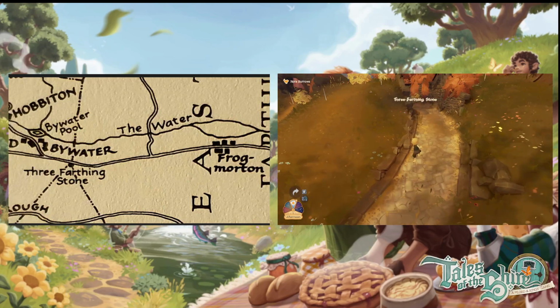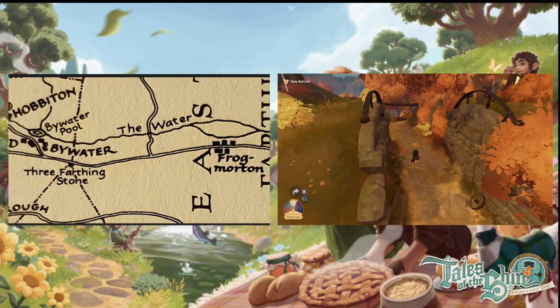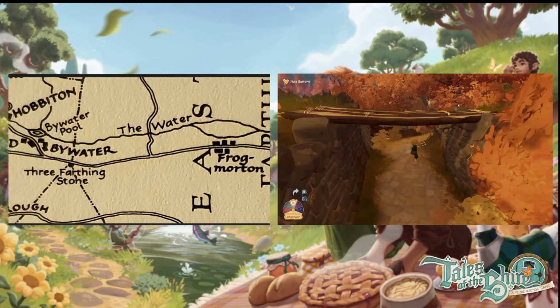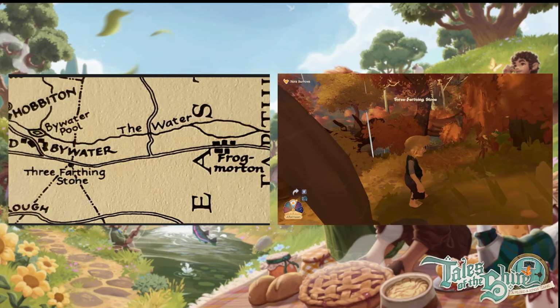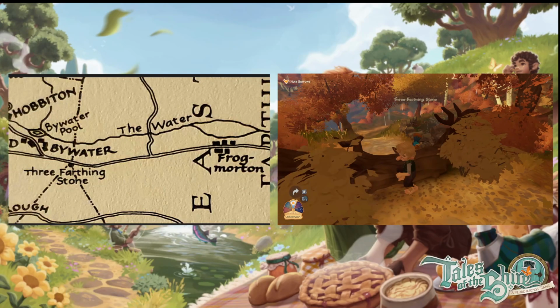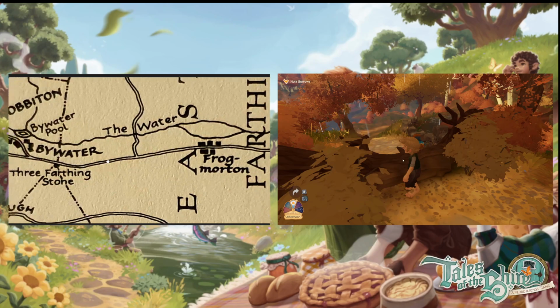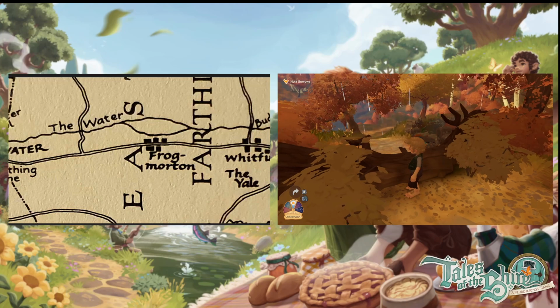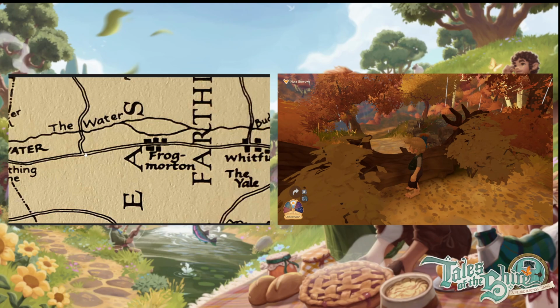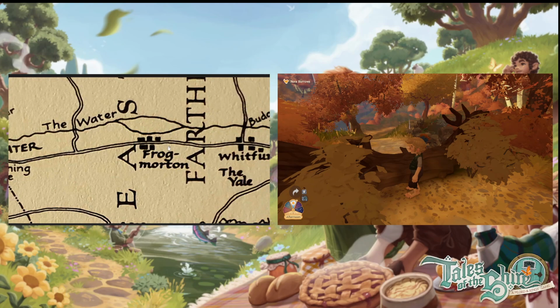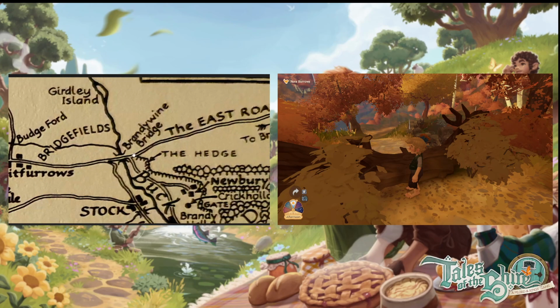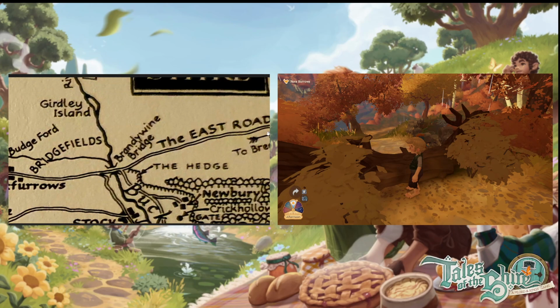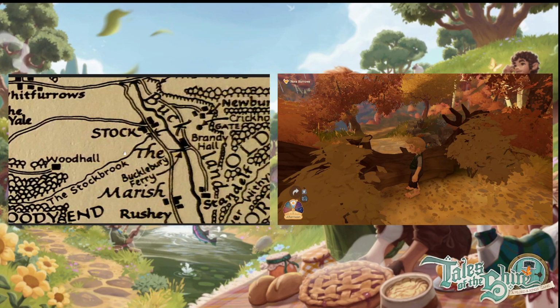which is this right here, if we keep on following it, oops, sorry guys, it's getting really glitchy. This log right here blocks the rest of the Great East Road, which is right here. So if you were to continue down that road, presumably at some point you would have a road that heads north, which is to the left across the river, and then continuing on to Frogmorton, White Friars, the Brandywine Bridge, and you continue it all the way to Bree. And then you've got Buckland, Stock.